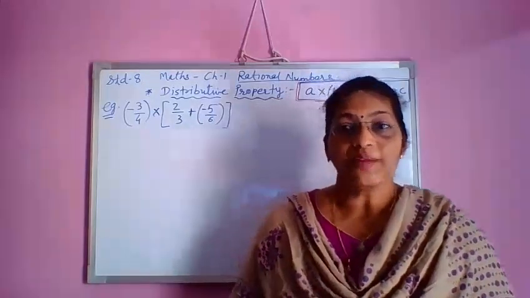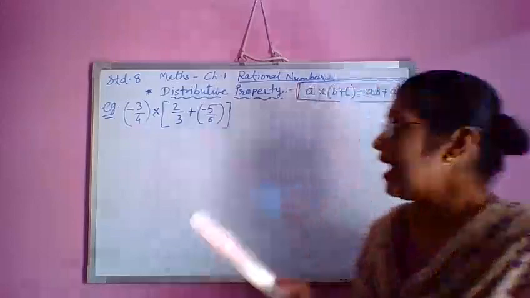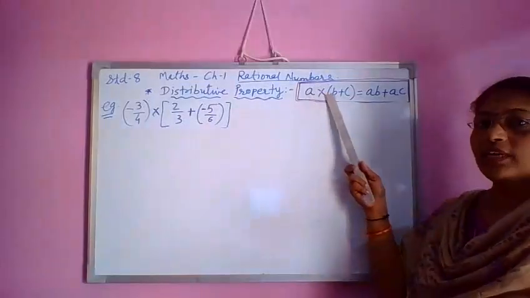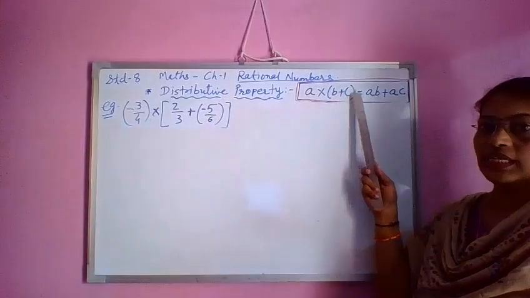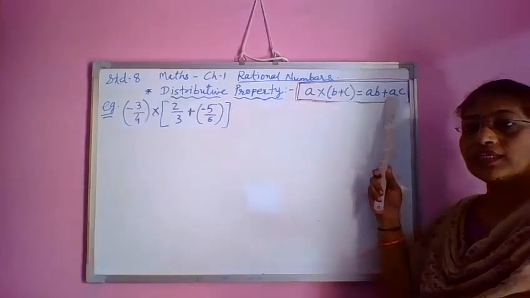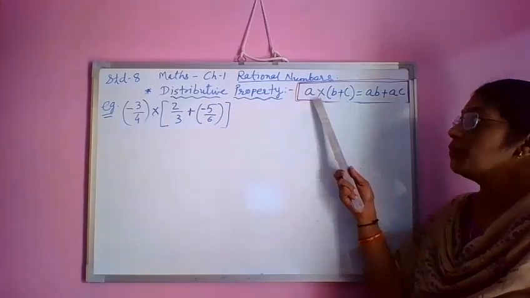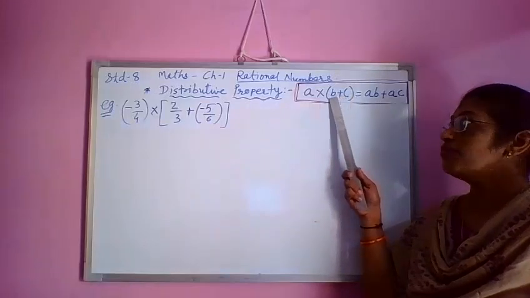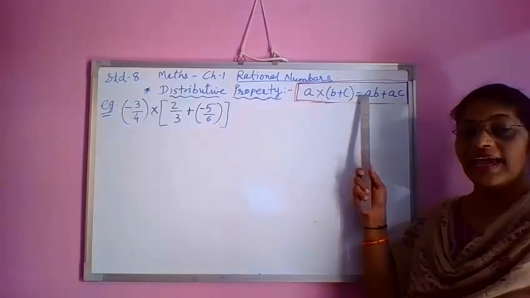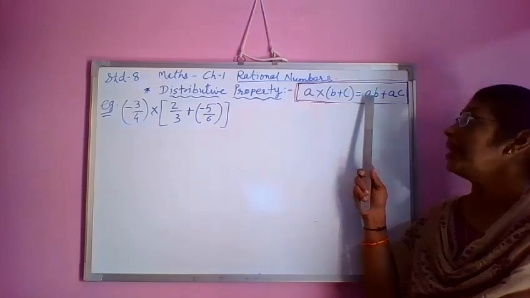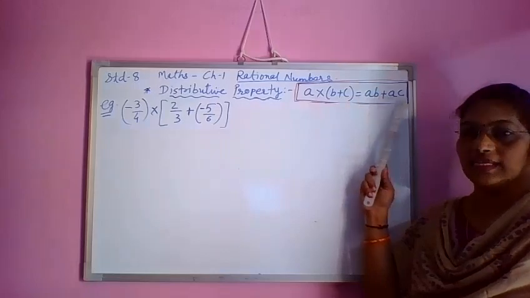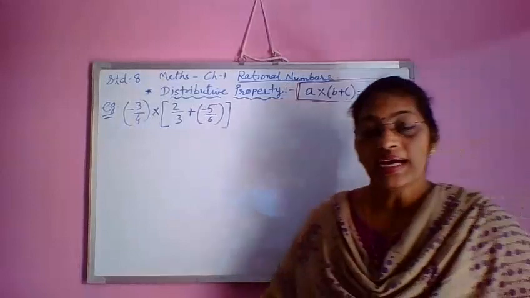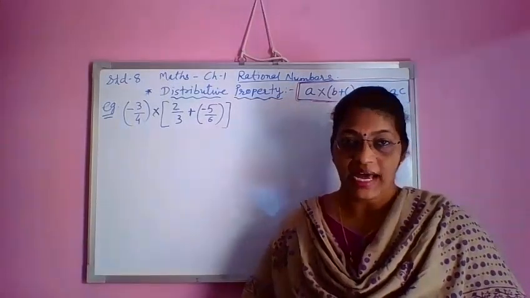Children, it can be written in general form as A multiplied by (B plus C) is equal to AB plus AC. Here multiplication is distributed over addition of B and C, and hence we get the right hand side AB plus AC. Now let us understand with an example.